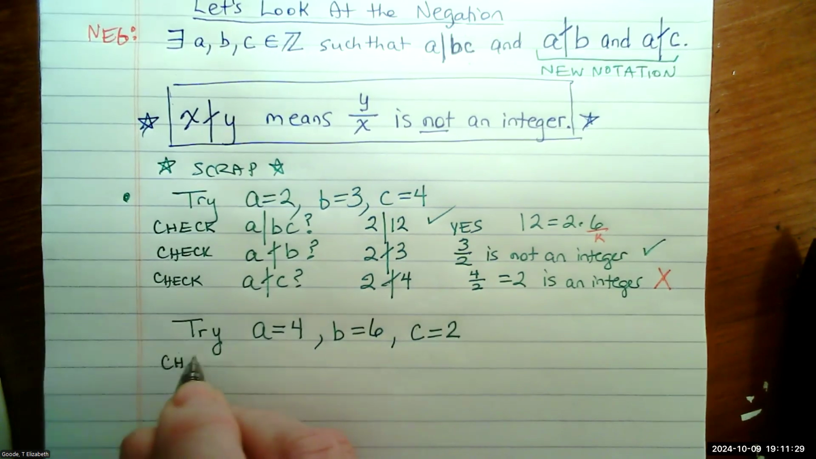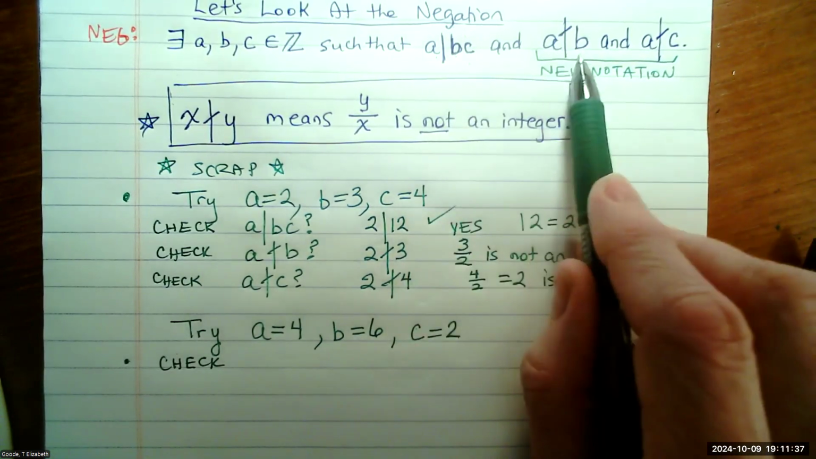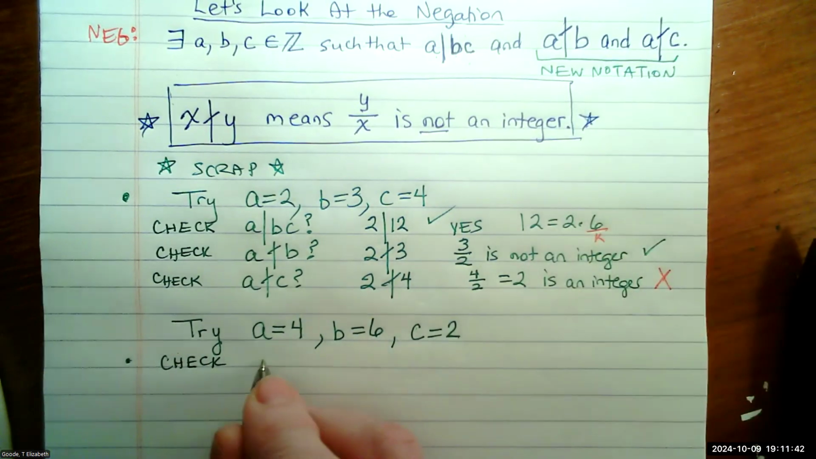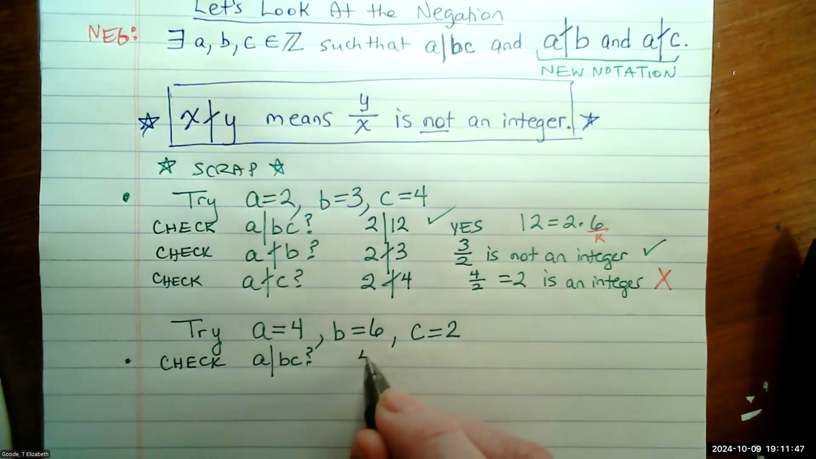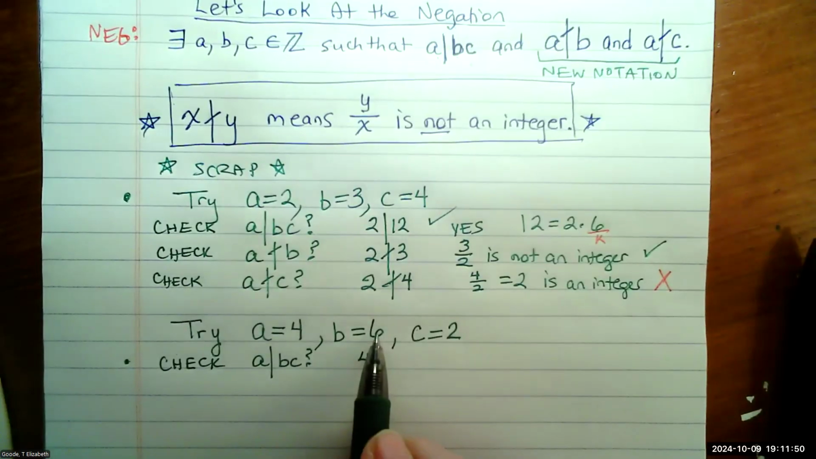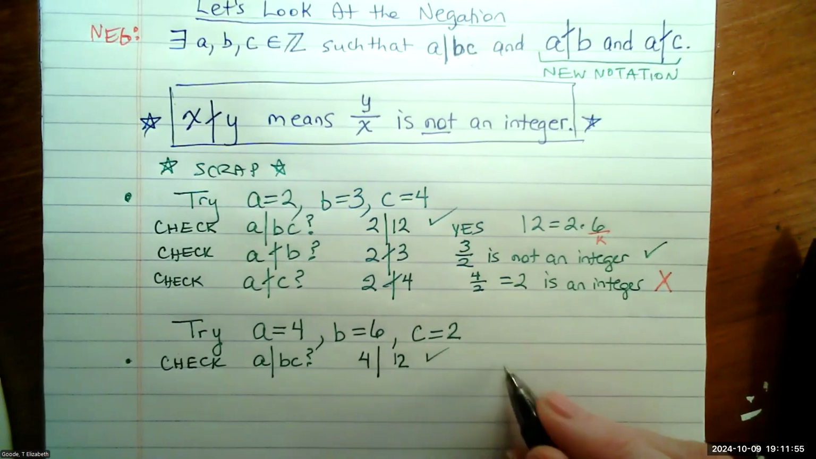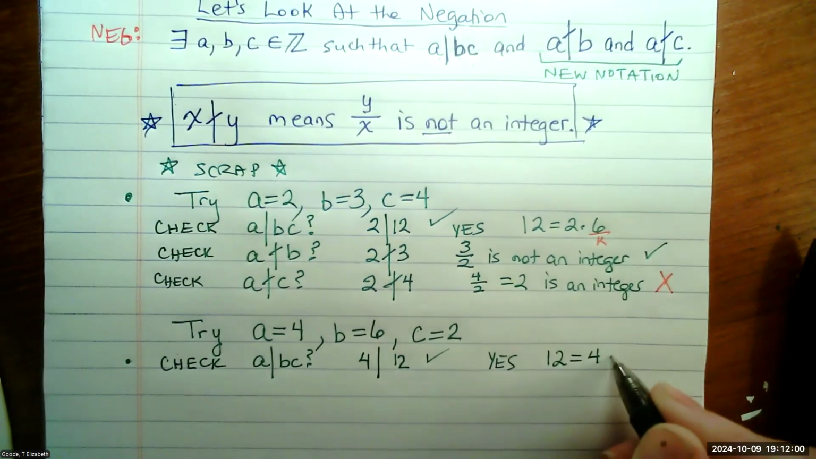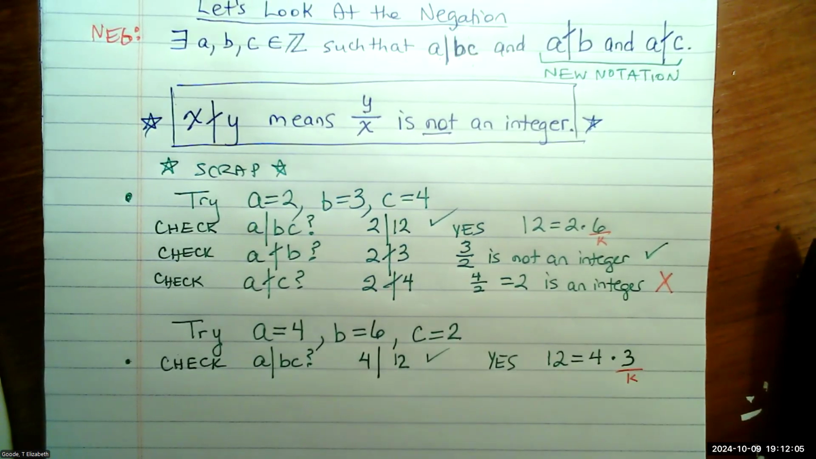Let's go through our check. We've got 3 things we have to check here. We have to check that A does divide B times C. We're going to have to check that A does not divide B, and we're going to have to check that A does not divide C. So first, let's check that A divides B times C. Is that true? Well, does 4 divide 6 times 2, which is 12? Sure. 12 is 4 times 3, right? 3 is the K. So 4 definitely divides into 12.